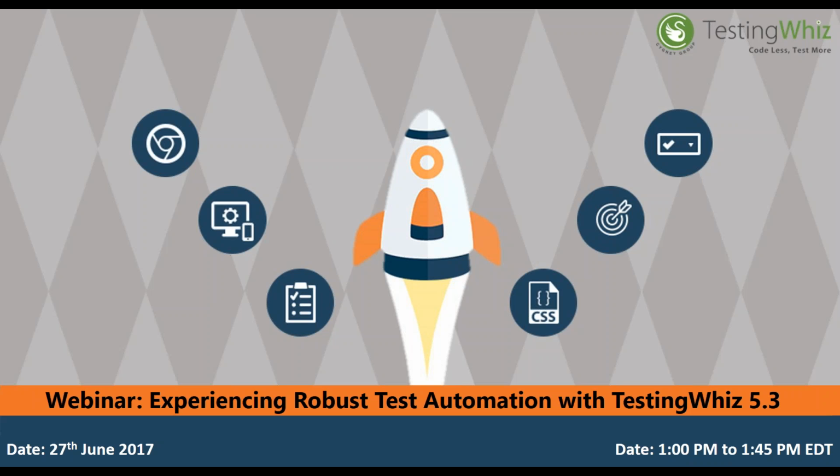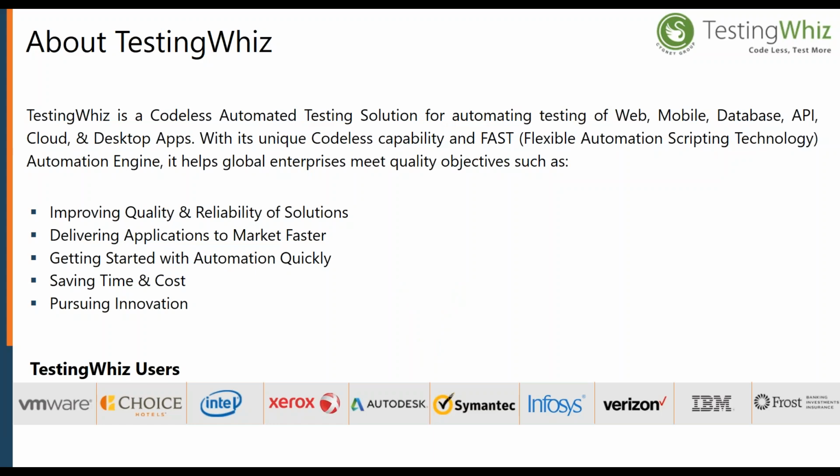So, as you know, this webinar is about TestingWhiz 5.3. We'll be talking about the latest version, which was launched in the month of May 2017. Apart from that, we'll be talking about the features and explain how TestingWhiz can help with robust test automation. Before we move ahead with the webinar, I would like to give a brief introduction about TestingWhiz.